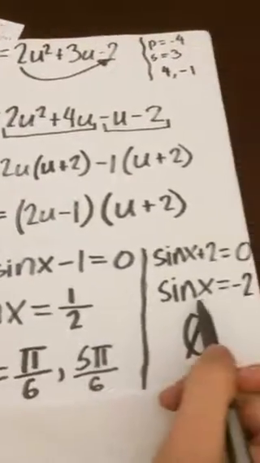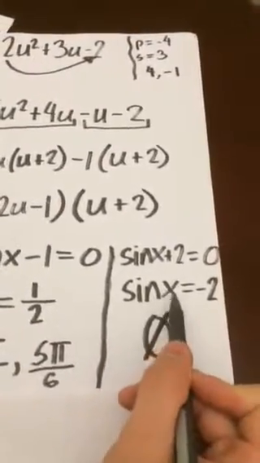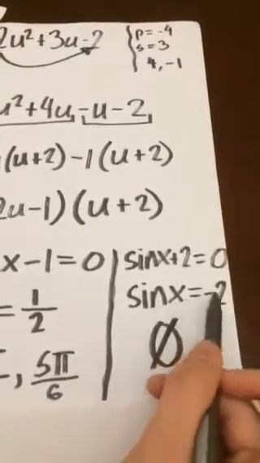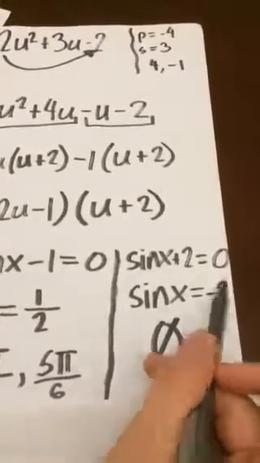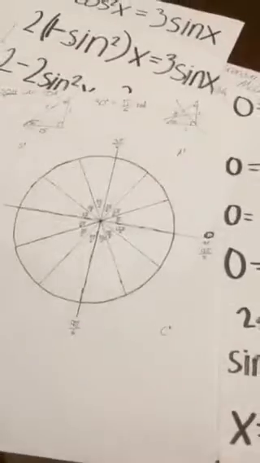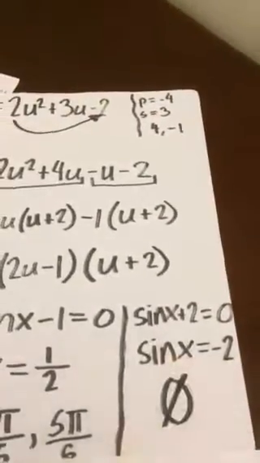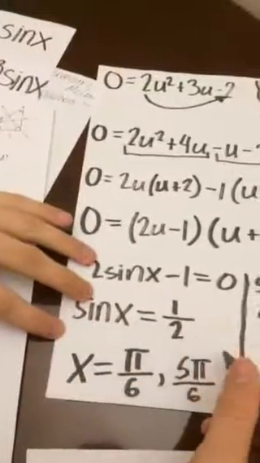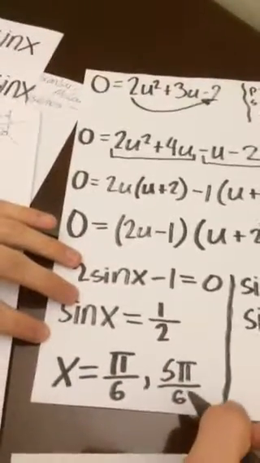The second expression, sine x equals negative 2: nowhere on the unit circle do we see values of negative 2, so we know that this part of the equation has no solutions. Therefore, our answers are x equals pi over 6 and x equals 5 pi over 6.